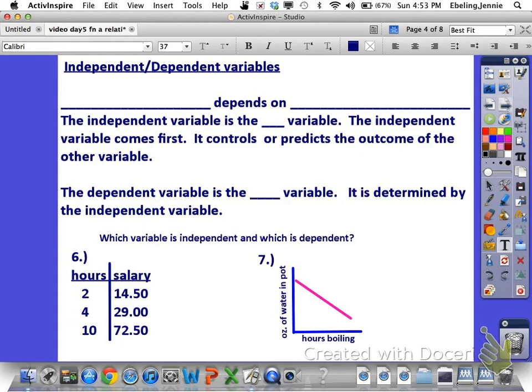Let's take a look at independent and dependent variables in relation to functions. Okay, my dependent variable. And when I write dependent variable, a lot of times in class, I'll just say the capital D and a capital V. The dependent variable depends on the independent variable.